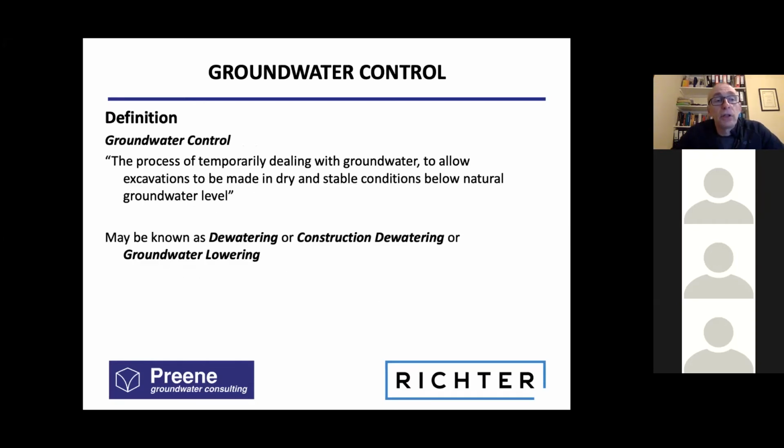So a simple definition of groundwater control is the process of temporarily dealing with groundwater to allow excavations to be made in dry and stable conditions below natural groundwater level. It may also be known as dewatering or construction dewatering or groundwater lowering. In my talk, I'll mainly be using the term dewatering purely because it's shorter and easier to say, but I mean the wider process of groundwater control.